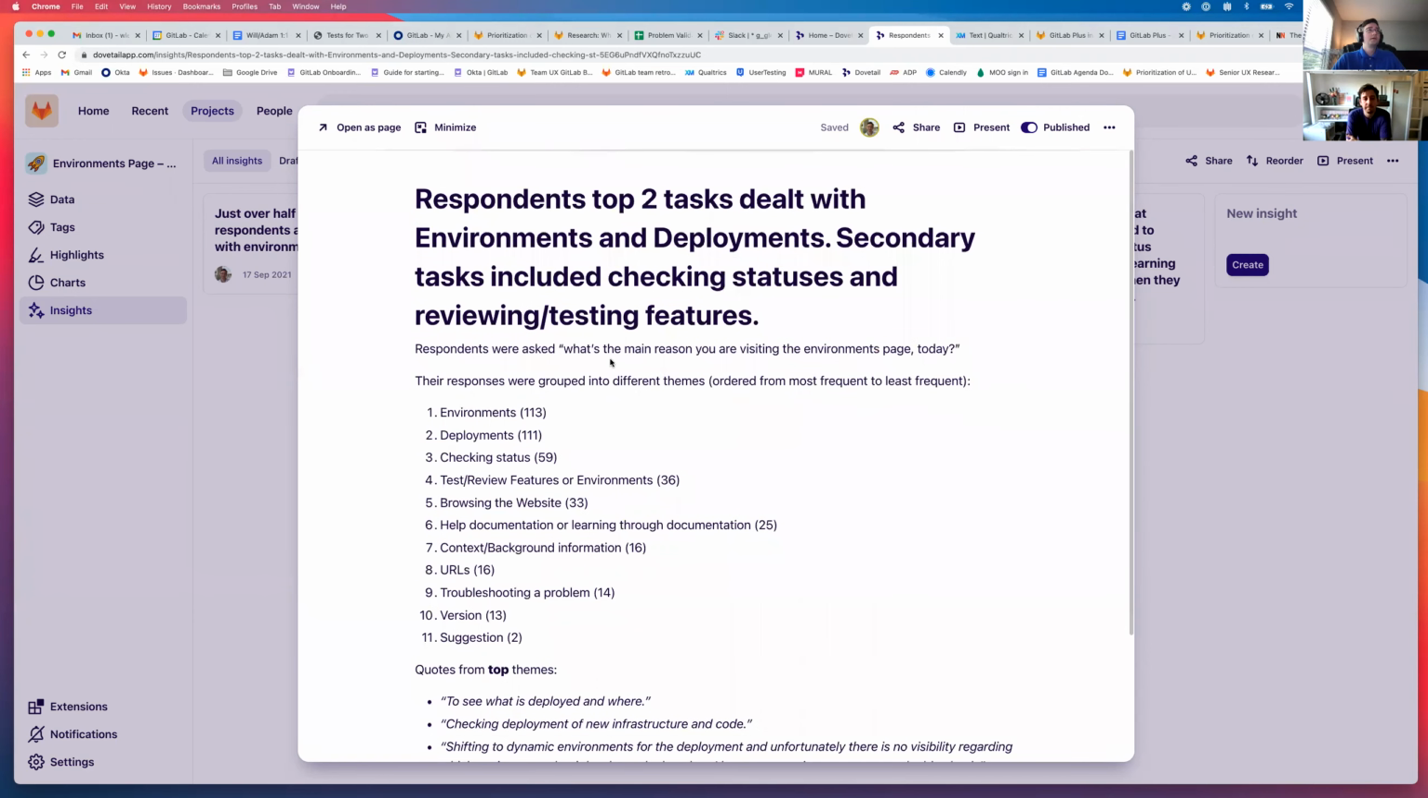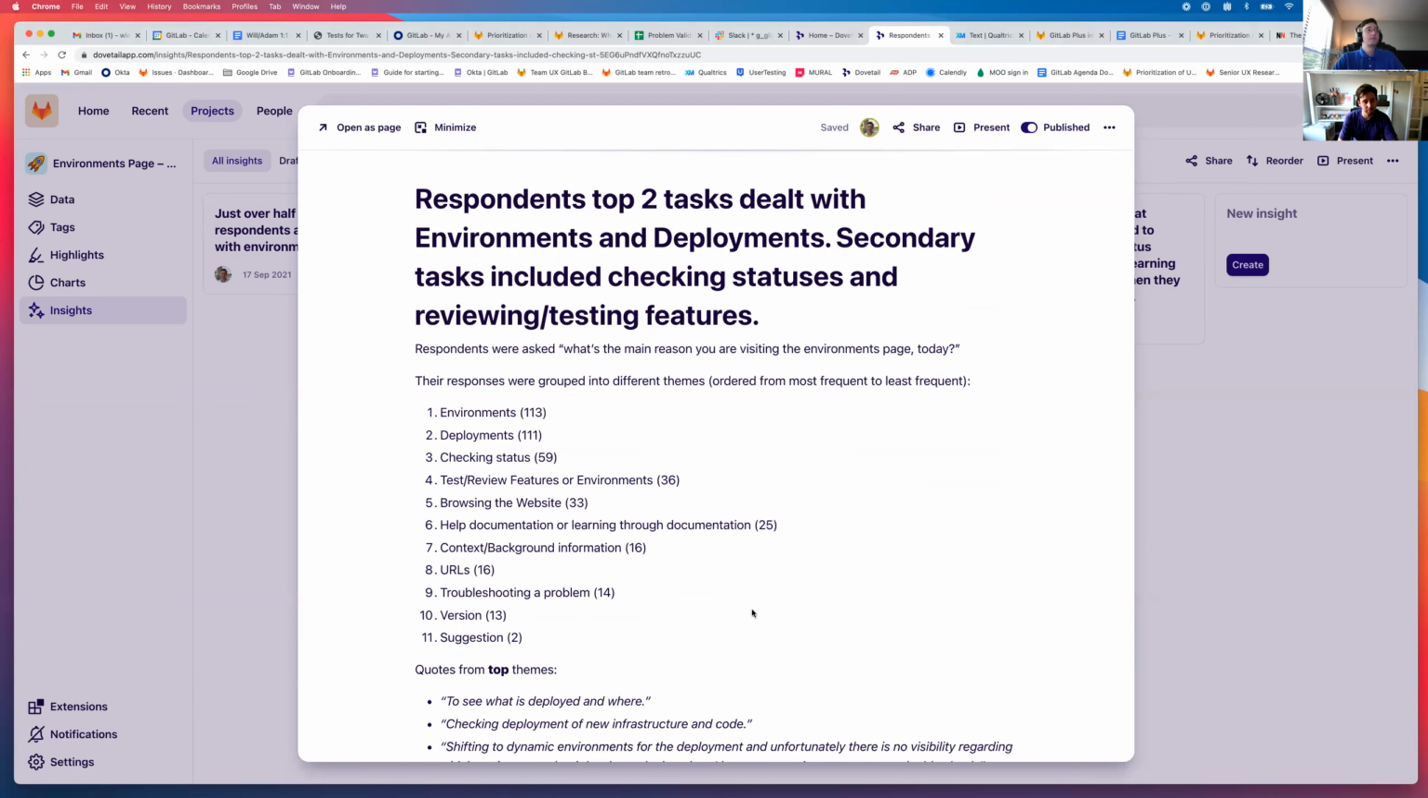The first one was around, what's the main reason that you're visiting the environments page today? And so we got a number of responses to that. This was an open-ended question, so they could provide as little or as much information as they wanted to. And then I went through this after the survey data was collected and closed, and started grouping that information together to identify specific themes.